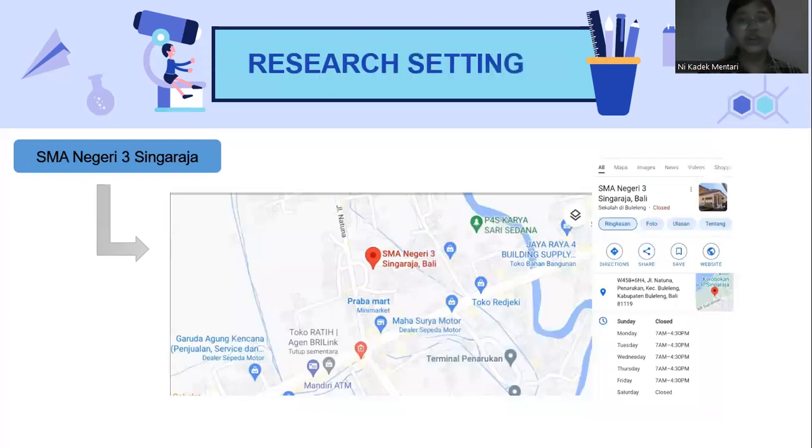Alright, everyone. So here I would like to explain to you about the research setting of this research proposal. The research was conducted at SMA Negeri 3 Singaraja, which is one of the public schools in Bali. SMA Negeri 3 Singaraja is located in Penarukan Village, Buleleng District, Buleleng Regency, Bali Province. So here is a picture of the location of the school. Next slide, please.